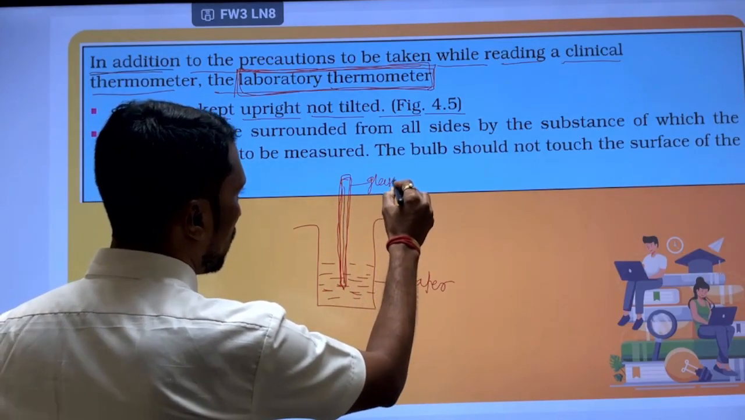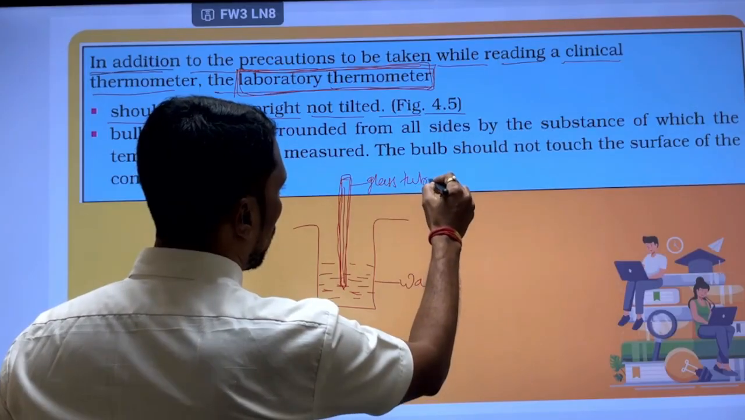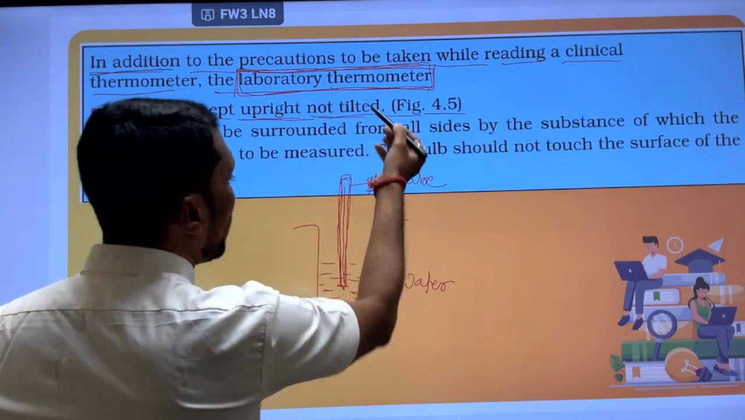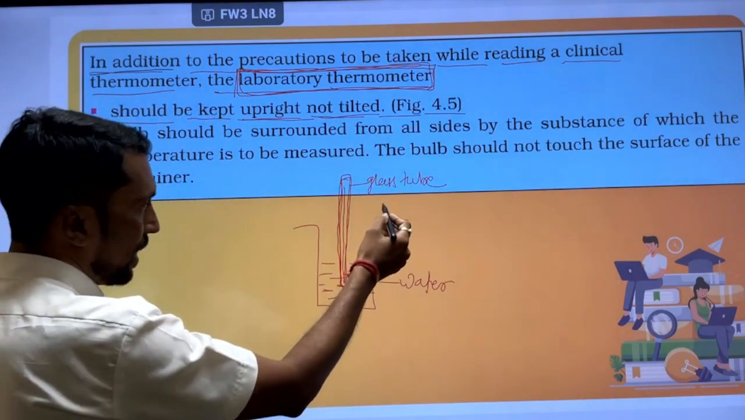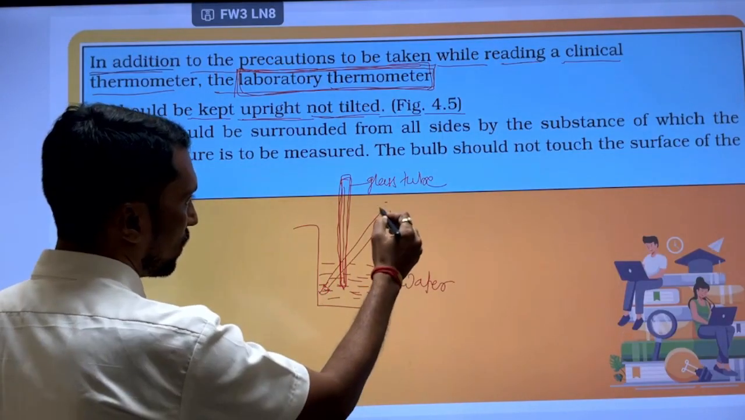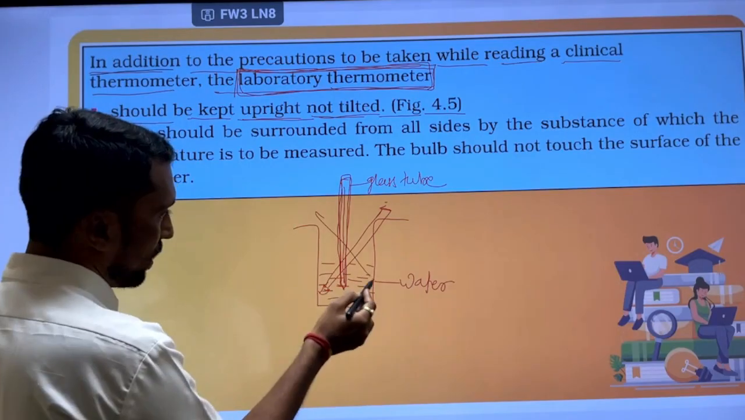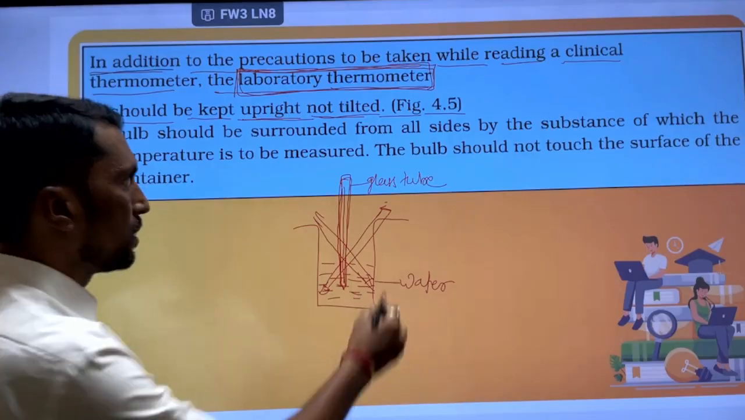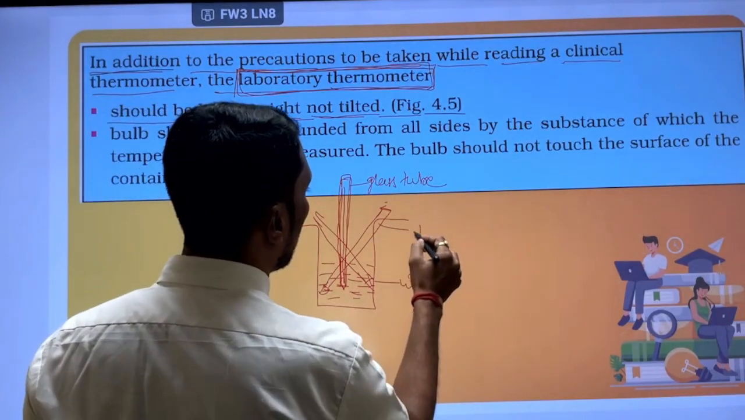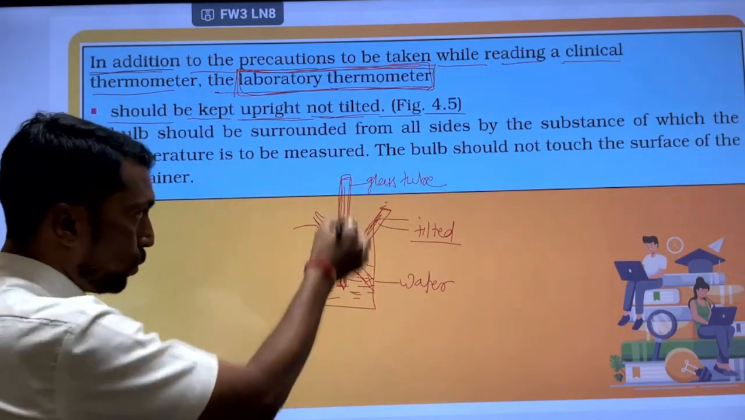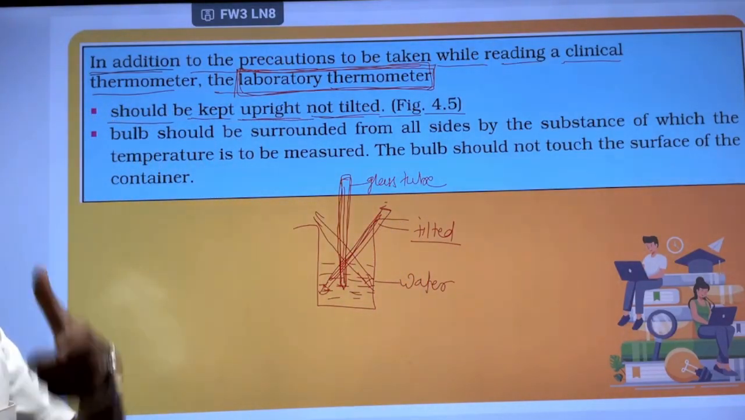We have to keep it upright, not tilted. Means not like that, we cannot hold it like this, or like this. It is called tilted. We should not keep it tilted like that. Keep it upright, in a straight line.